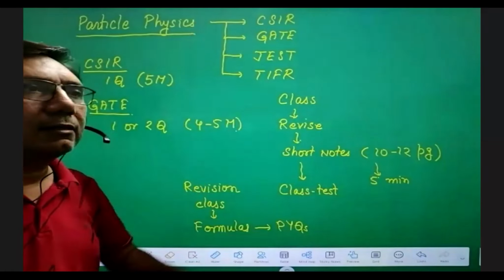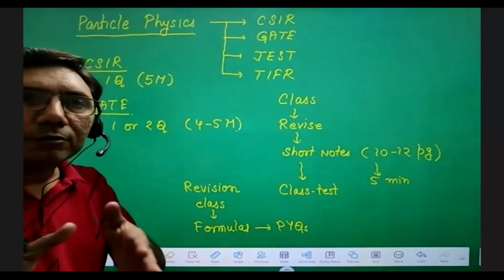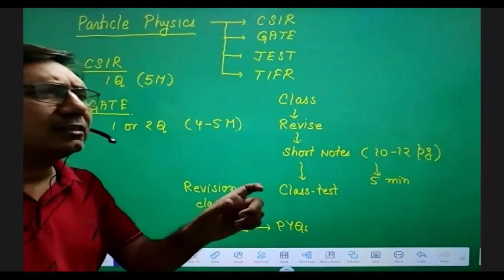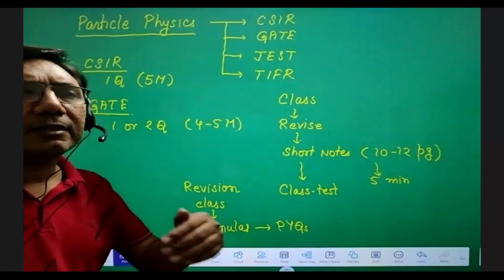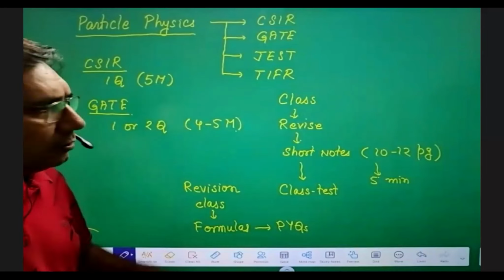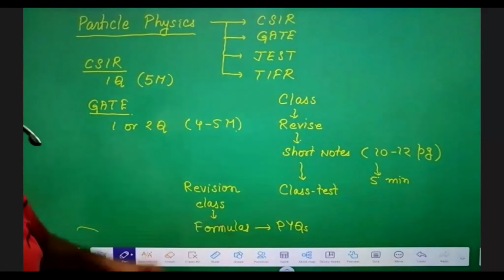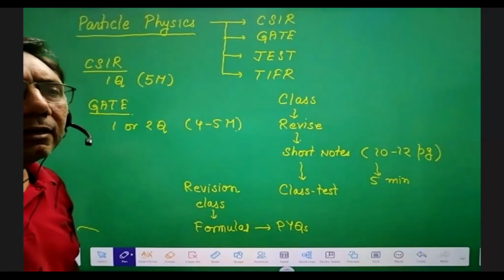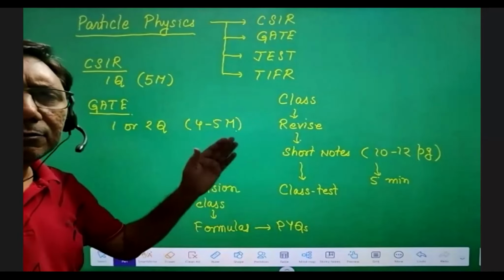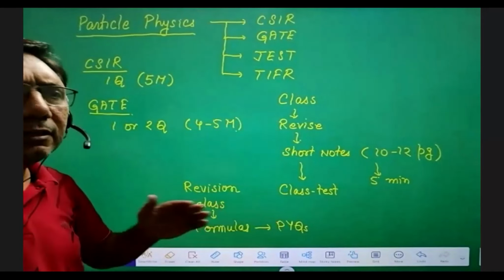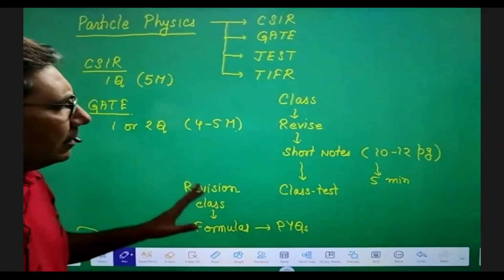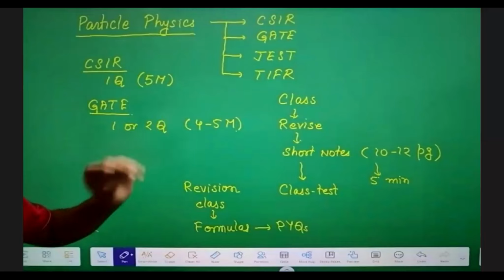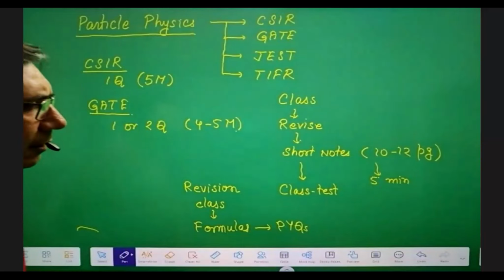After class test in last, you are going to have part test. Part test will be for complete nuclear and particle physics, and then there will be full length test. So this is the way we are going to take this course. Okay? Not only particle physics, nuclear physics, this is the procedure for each and every course we are going to discuss. Now, next question is, what is the syllabus I'm going to cover here?